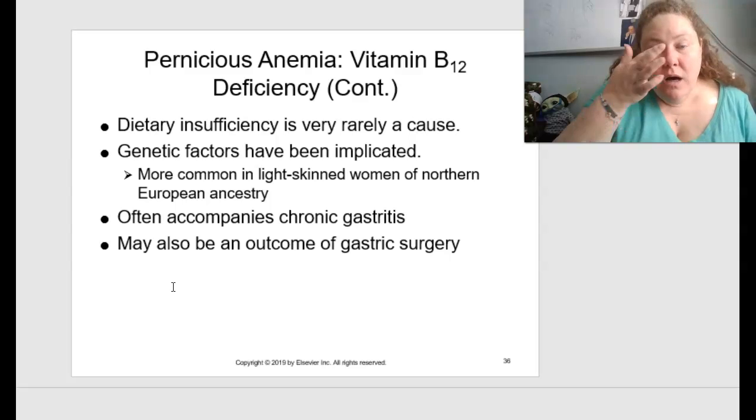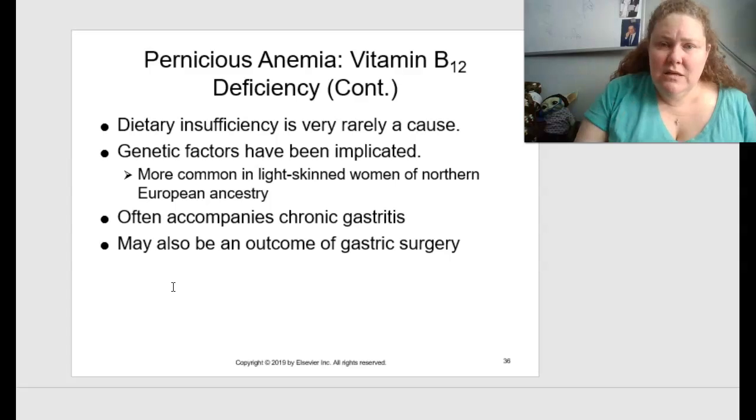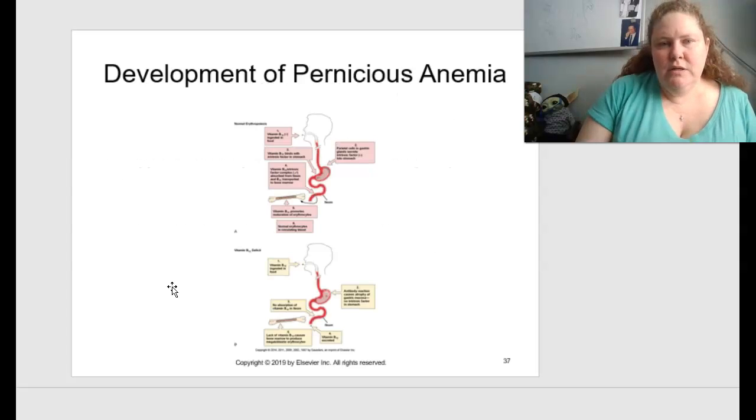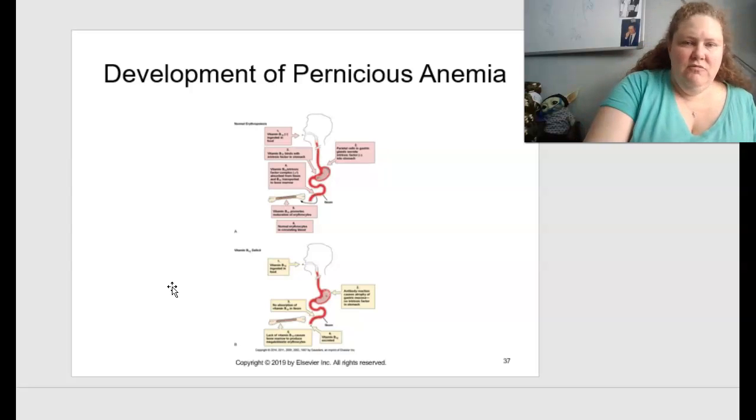It can be from a dietary insufficiency, but that is very rare. Usually genetic factors have been implicated, so it's more common in light-skinned women of Northern European ancestry, and often it accompanies chronic gastritis, so stomach problems, right? It may also be the outcome of gastric surgery. So how does this develop?